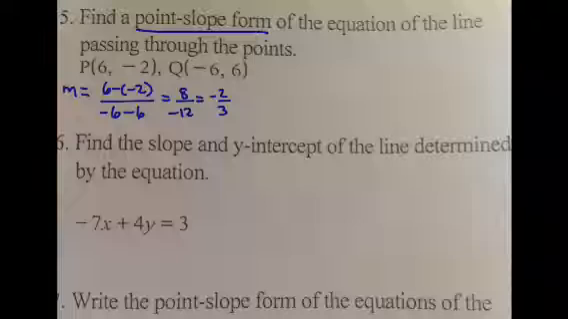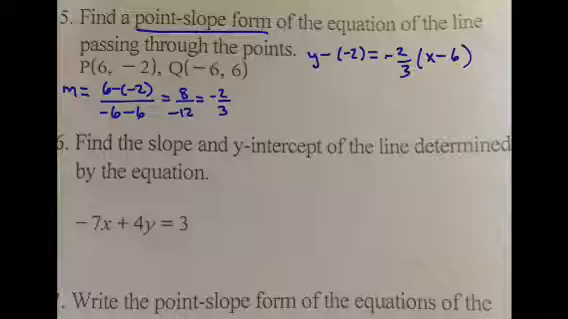Okay, that's a slope. Now, you choose whichever point you want to use. If you want to use P or Q, I'll just use P because it's the first one. And so I'm going to write y minus y sub 1, which would be the negative 2, equals the slope times x minus x sub 1.